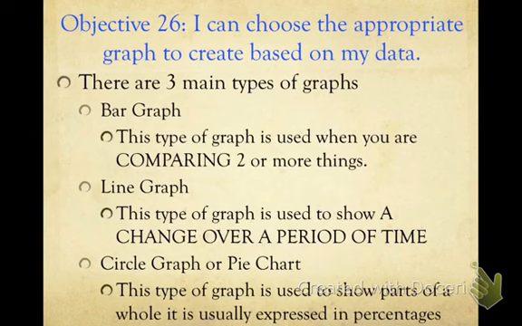Objective 26 is I can choose the appropriate graph to create based on my data. So based on whatever it is that you have is the type of graph that you're going to have. All right, so 3 types of graphs: bar graphs, line graph, circle graph, or it's also called a pie chart. So what we need to remember is when we are making a bar graph, it's because we're comparing 2 or more things. Okay, you're just comparing them.